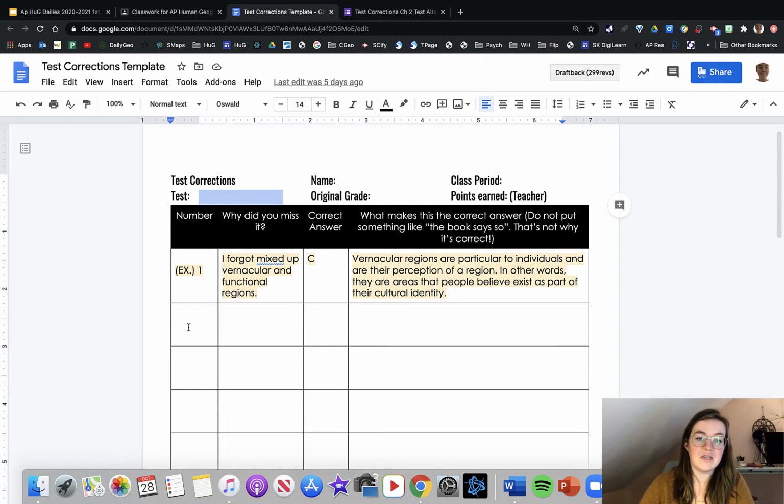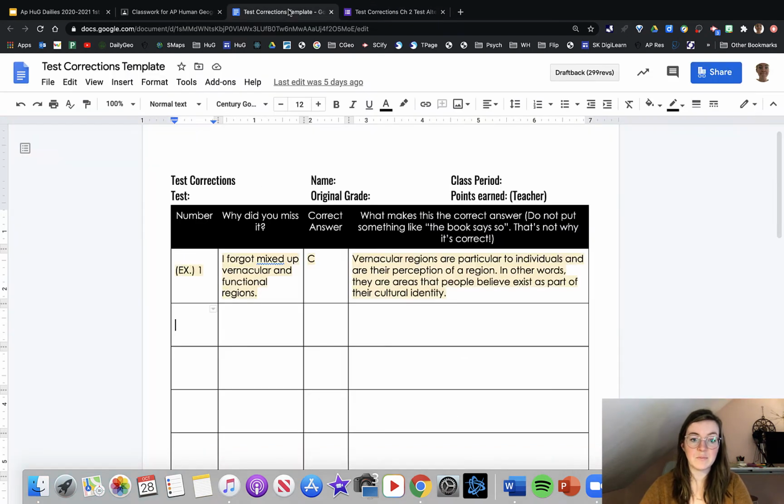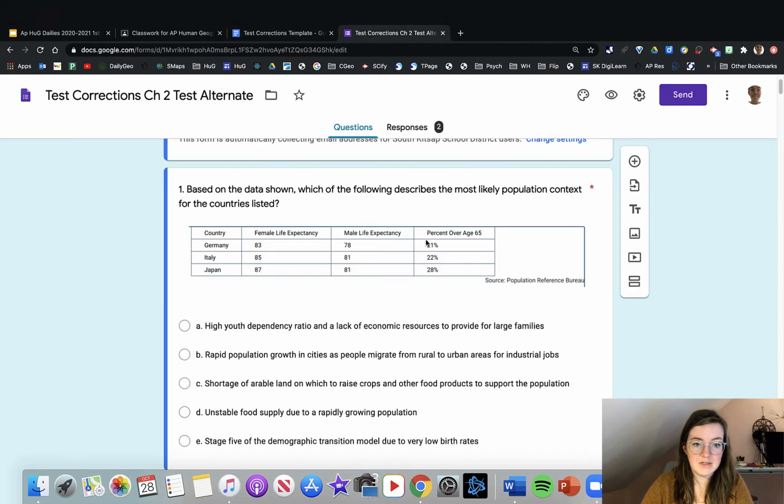You're going to put the number of your question. I will also send you which ones you got wrong and what you put. If I don't do that, tell me, because I probably forgot. If you did your test in AP Classroom, you already have access to this and you're totally fine and you can pull that information. But then you're going to go in and you're going to tell me, okay, well, I got number 1 wrong. And this is our example. So I got number 1 wrong. Let's see what number 1 is.